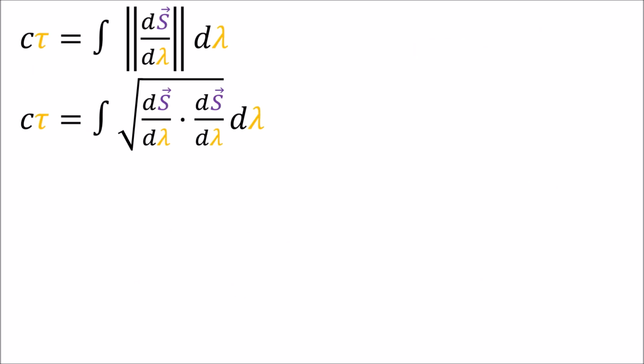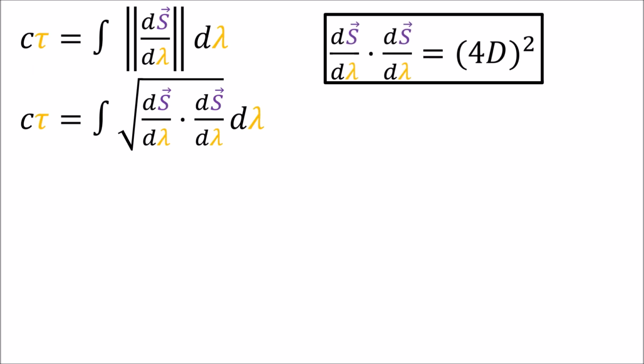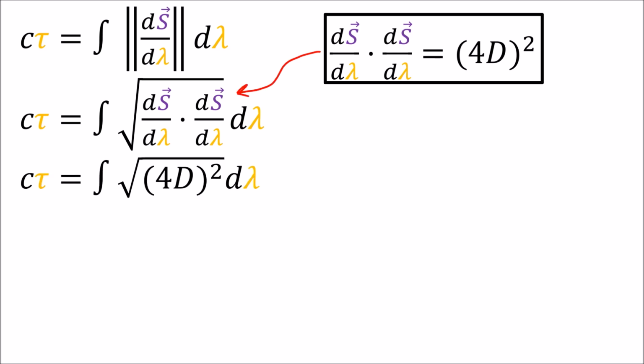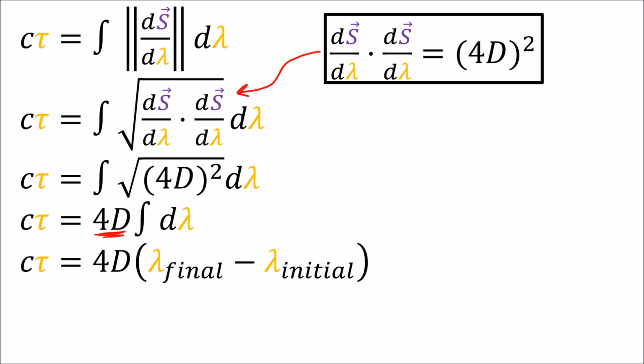If we plug in the length of the tangent vector into our proper time integral, the square root term is constant, and we can just pull it outside of the integral. And the antiderivative of d lambda is just lambda. So this becomes the final value of lambda minus the initial value of lambda. So now we have a formula for the proper time along this curved world line.